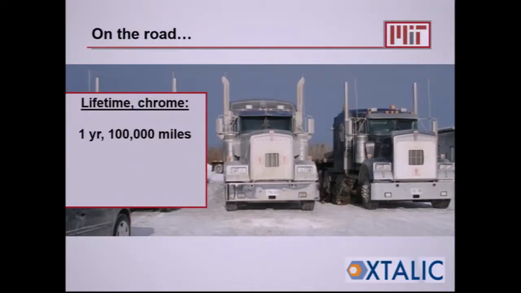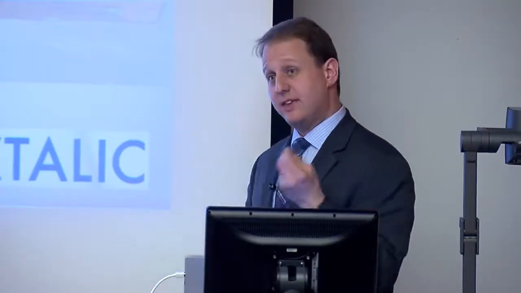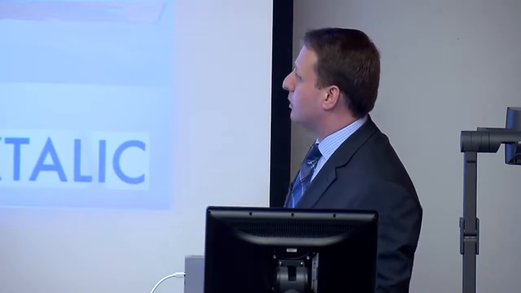And then it's going to go to the desert, and it's going to get hit with rocks and tumbleweed, and so it's going to get impacted a lot. There's a heavy mechanical component to this, and there's a heavy corrosion component, and it still has to look pretty. Right? So the warranty on a chrome bumper is 1 year, 100,000 miles.